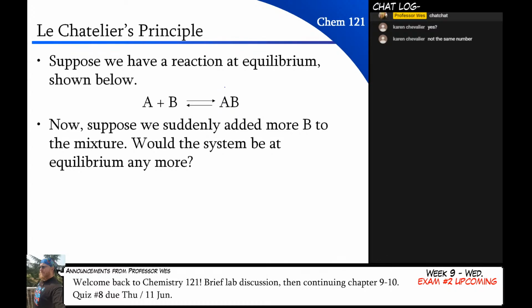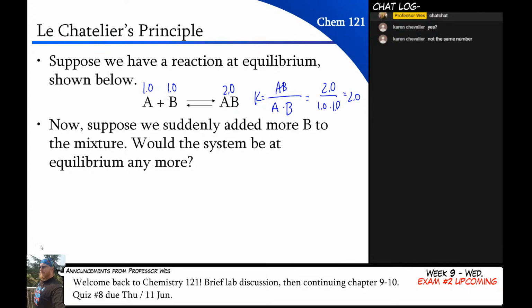So let's suppose that this was the concentration of each of these things, and I said calculate K. Well, K would be AB over A times B. So K for this reaction would be 2, if this is what we got.